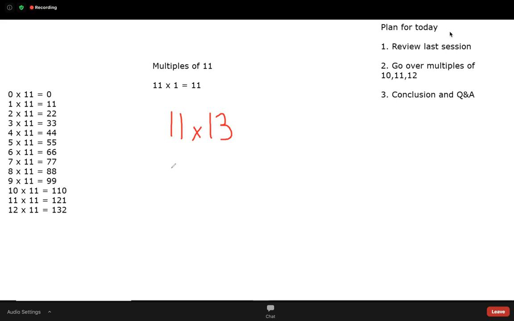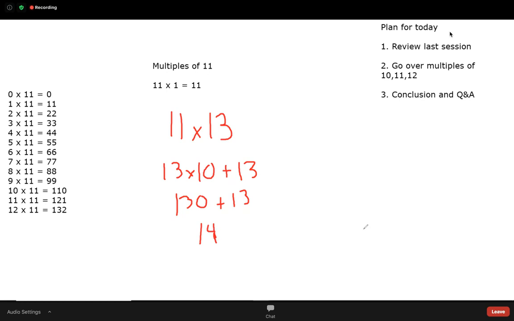How would you do 11 times 13? We use that same formula: 13 times 10 plus 13 times 1, which is just 13. So we know how to do our tens: 13 times 10 is just 13 with a 0 behind it, and then we add 13. So now we get 130 plus 13, and we do that addition. 130 plus 13 is 143. So good job, everybody, at getting 143.